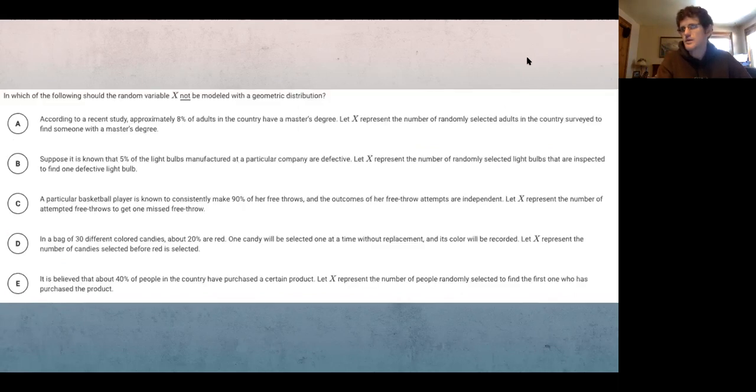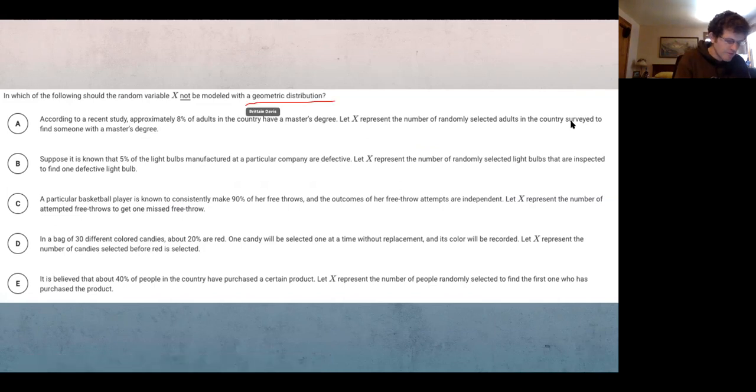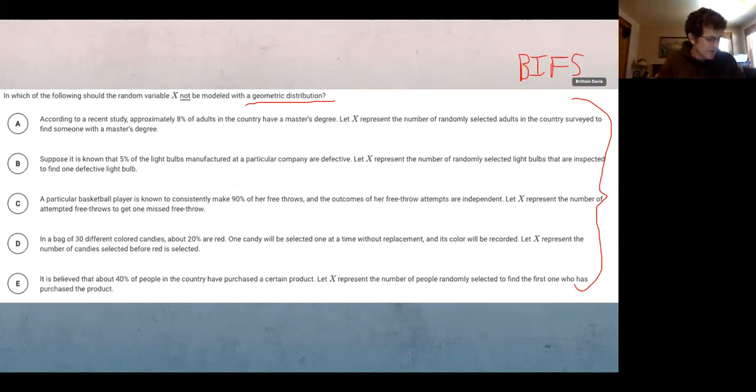I'm going to skip this one, but this is another one where you're basically asked to check. Sorry, I skipped over it. Go back. You're being asked to check, in this case, since it's geometric, all of these right here, to see if BIFS is being met. Most of them will work, but one of them should not be modeled with geometric. So which one is not meeting BIFS? Four of them will. I'm not going to do that one, but I want you guys to practice with it and check your answer after you're done.